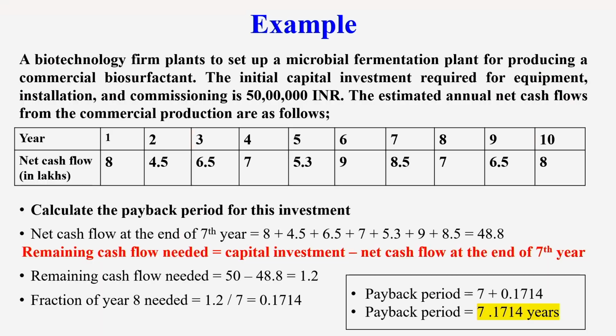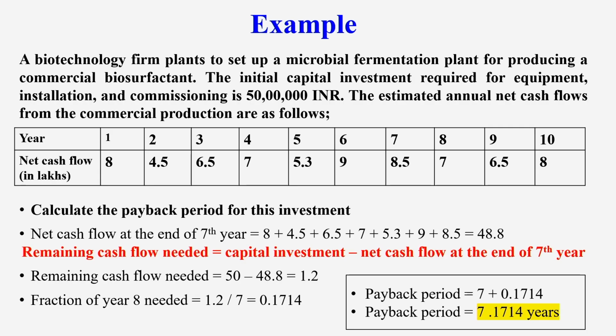Here I have included one example to quickly revisit this concept. It says a biotechnology firm plans to set up a microbial fermentation plant for producing a commercial biosurfactant. The initial capital investment required for the equipment installation and commissioning is 50 lakh INR. The estimated annual net cash flow from the commercial production is as follows. For year 1 to 10, it gives the net cash flow.